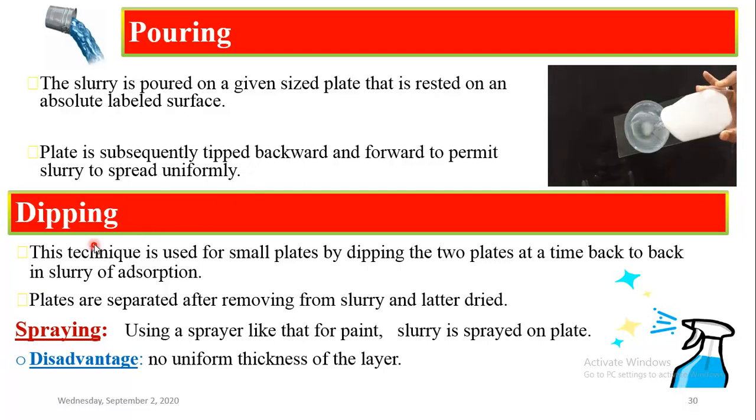And after that, dipping. This technique is used for small plates, by dipping 2 plates at a time back to back in a slurry of adsorbent. Plates are separated after removing from the slurry and later dried. And after dipping we will use spraying.